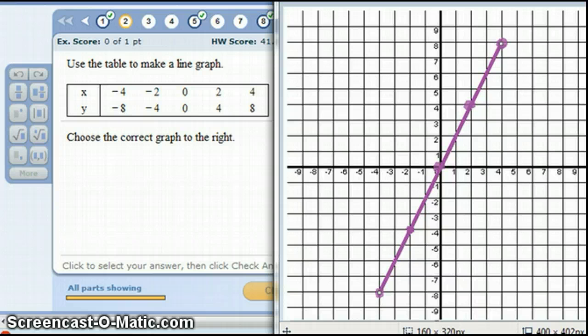Okay, I hope you better understand what a line graph is and how to make one from this video.